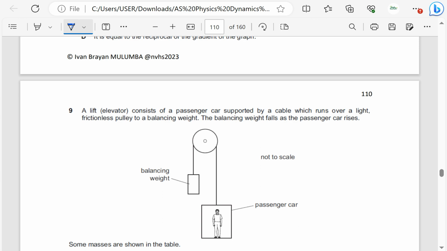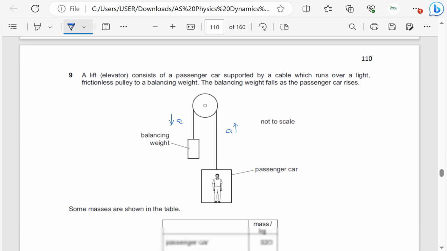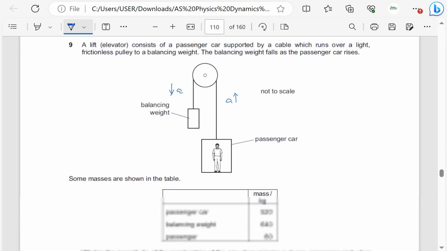A lift elevator consists of a passenger car supported by a cable which runs over a light, frictionless pulley to a balancing weight. The balancing weight falls as the passenger car rises. So the acceleration of the balancing weight is downwards because it falls. The acceleration of the passenger car is upwards. Some masses are shown in the table.